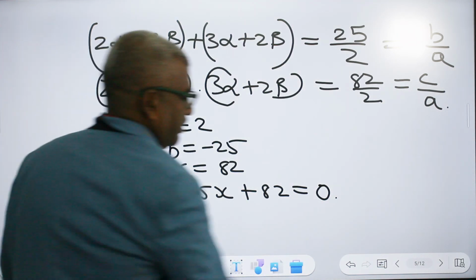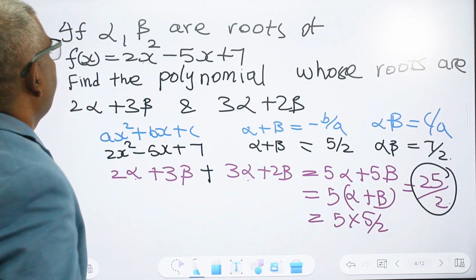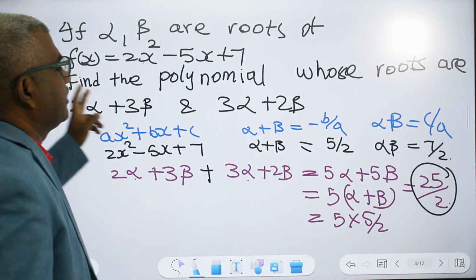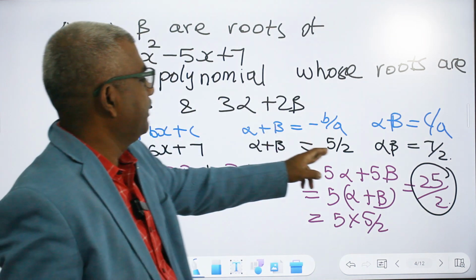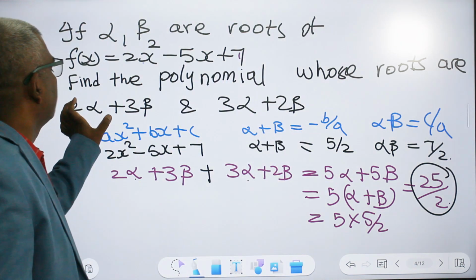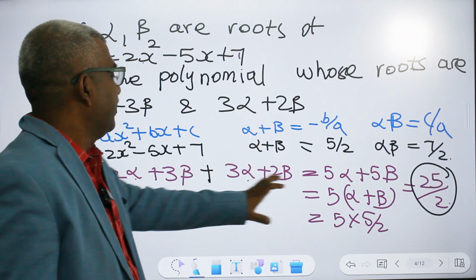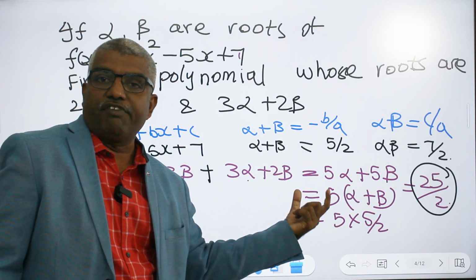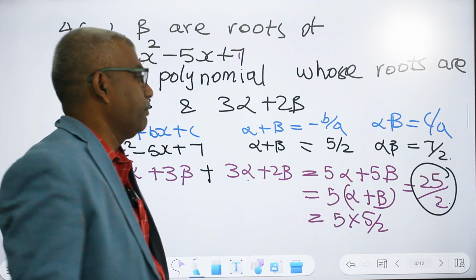Copy down. First, if alpha and beta are the roots of the equation, then alpha plus beta is minus b by a, and alpha beta is c by a. So alpha plus beta is 5 by 2, alpha beta is 7 by 2. Then the new roots are 2 alpha plus 3 beta and 3 alpha plus 2 beta. Add them, it will be 5 alpha plus 5 beta. Take 5 out and factorize: 5 times alpha plus beta is 5 by 2, so 25 by 2.